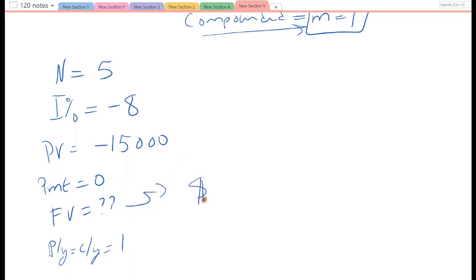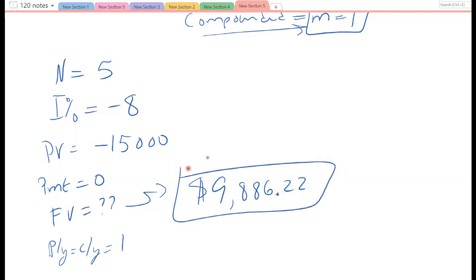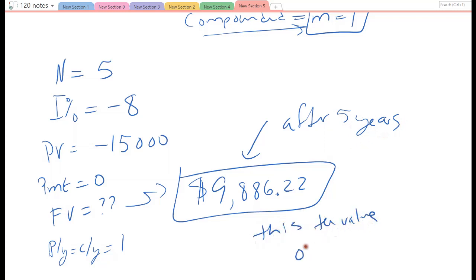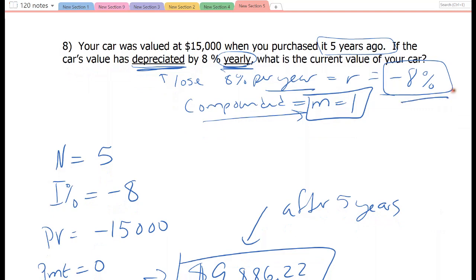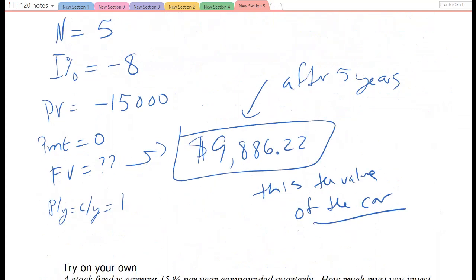All right, your future value should be less than $15,000, and it is. It's $9,886 and about 22 cents in change. And so after 5 years, this is the value of the car. All right, so when you bought it, it was worth $15,000. Every year it depreciated by 8%. After 5 years, it's now only worth $9,886.22.